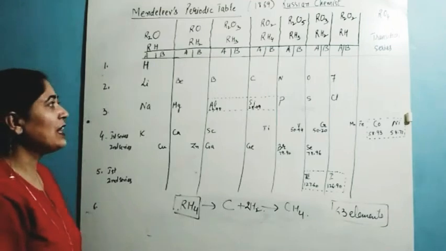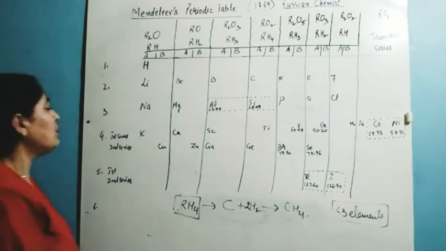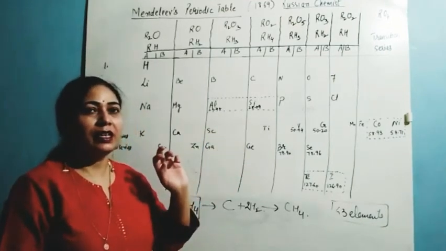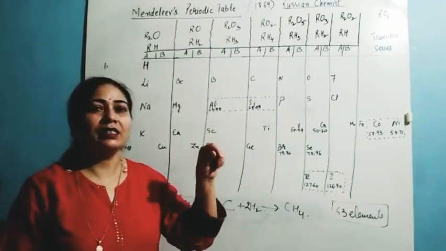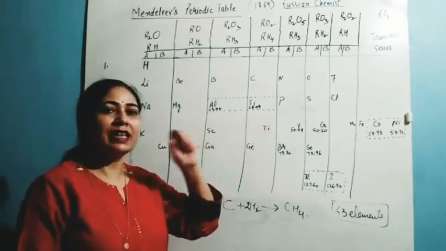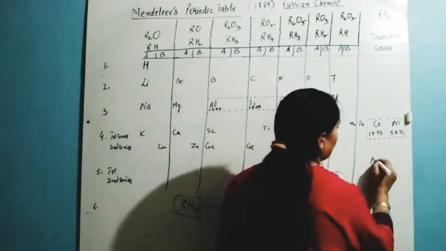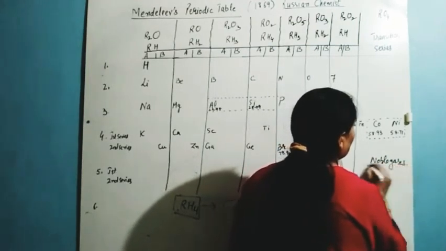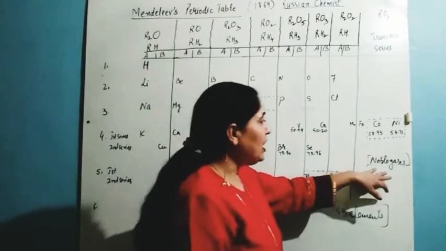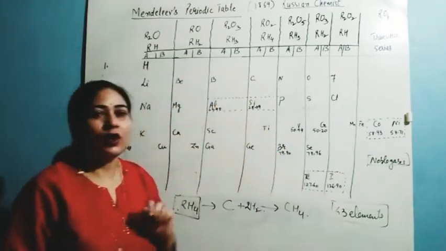But this system of classification had certain limitations also. One of the merits of this system of classification was that he left certain gaps for the then unknown elements, which he predicted might not be discovered yet but would be discovered later. Therefore, he left the gaps so that these elements could be arranged very easily. Then another merit was that the noble gases, which we know now have the complete outermost shell, were discovered very late and were placed very easily in a separate group in Mendeleev's periodic table.